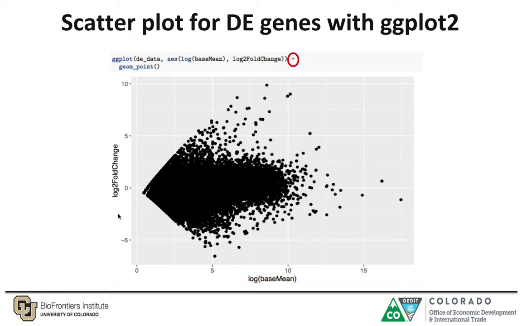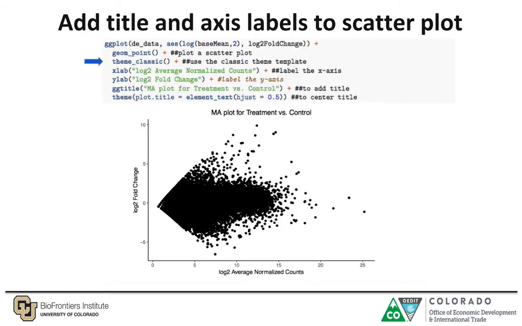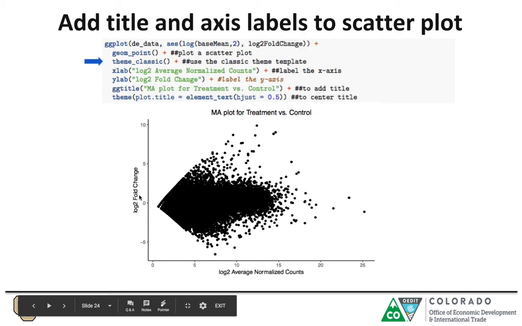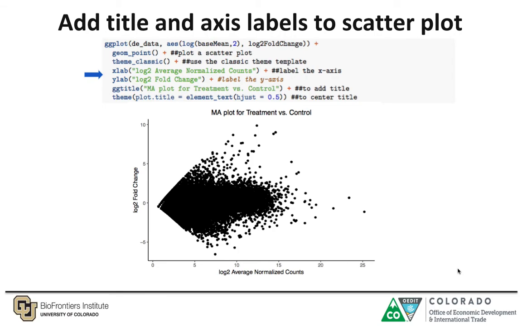Now, in order to make this prettier, we're going to add more layers to this plot. The first layer we're going to add is theme_classic, and this is going to add the white background with the y and x-axis lines. In addition, we'll add the xlab and ylab, and what these do is specify the x-axis and the y-axis labels. And we're going to add a title using the ggtitle layer. And lastly, we'll adjust it such that the title is centered at the center of the plot.